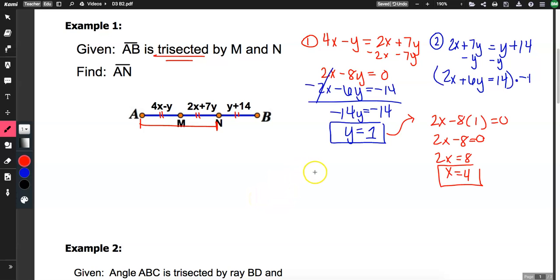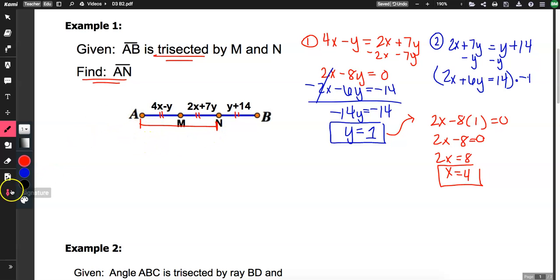All right, so here are my answers to the system. I multiplied that second equation by -1, used elimination, I got y equals 1, and then x equals 4. But I haven't answered the question yet. Make sure you always go back to answer the original question. I want to know the length of segment AN.